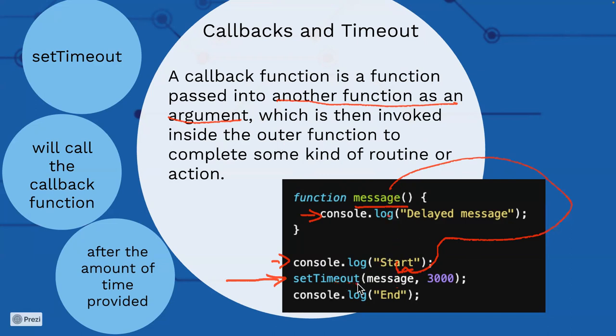So set timeout is a function call that says, I want you to run this function after this much time. And this is in milliseconds, by the way. So this is 3 seconds. So after 3 seconds, I want you to log this message. After 3 seconds, then run this function.